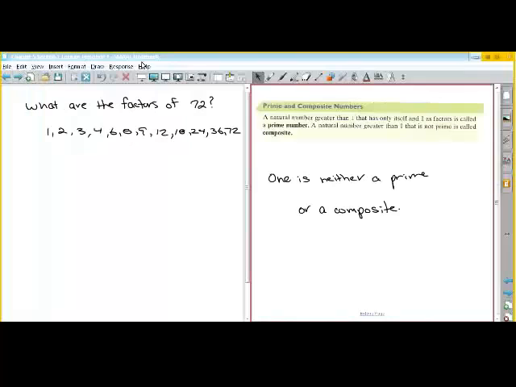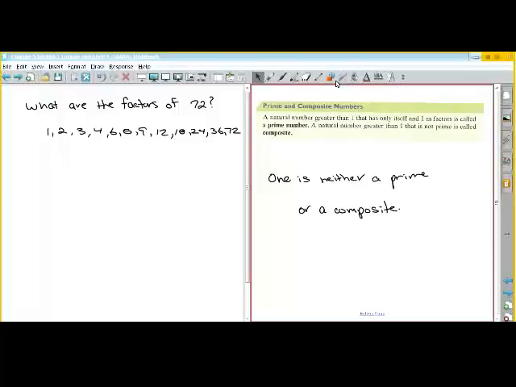Okay, so why all this stuff about factors? Well, because the definition of prime numbers has to do with factors. So you've got to know what factors are before you can do it. The definition of a prime number is a natural number greater than 1 that has only itself and 1 as factors. So that's what a prime number is called.